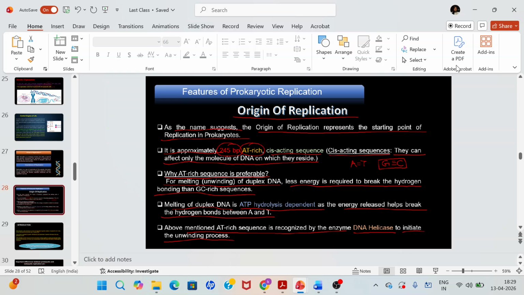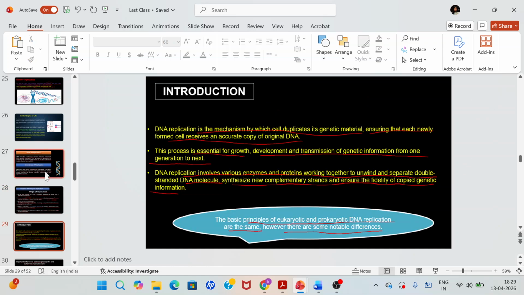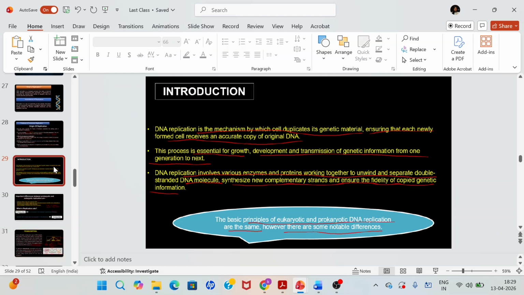Okay. Features of prokaryotic replication. The replication will be different in prokaryotes and eukaryotes. In prokaryotic replication, there is an origin of replication from where the replication actually starts. We are not going into the detail of the origin of replication again.